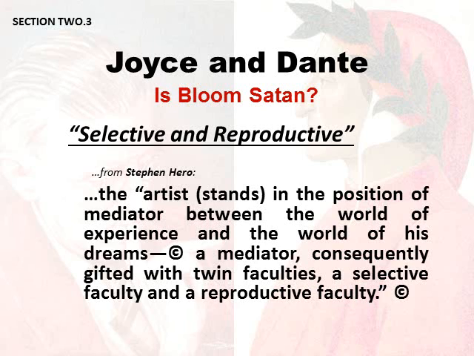Stripped of their original attachment to the world, Joyce's memories become his artistic palette. What is left to the artist is to arrange the recollections beautifully and insightfully. Joyce has Stephen the hero say, "The artist stands in the position of mediator between the world of experience and the world of his dreams, a mediator consequently gifted with twin faculties, a selective faculty and a reproductive faculty." Theodore Spencer explains in his introduction that the C symbol represents sections, lines, or words that Joyce drew a crayon through.